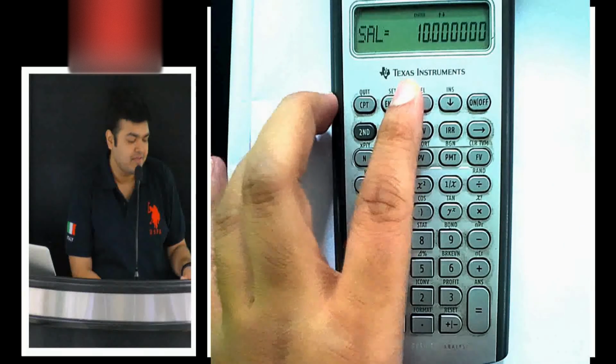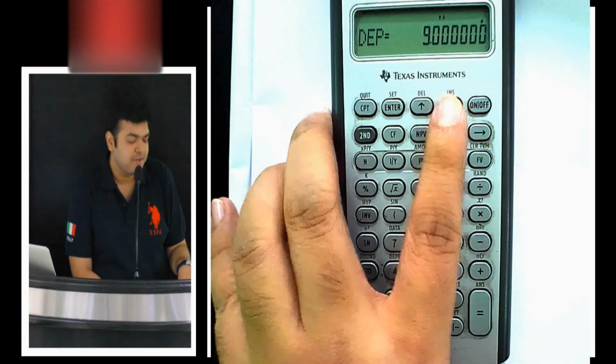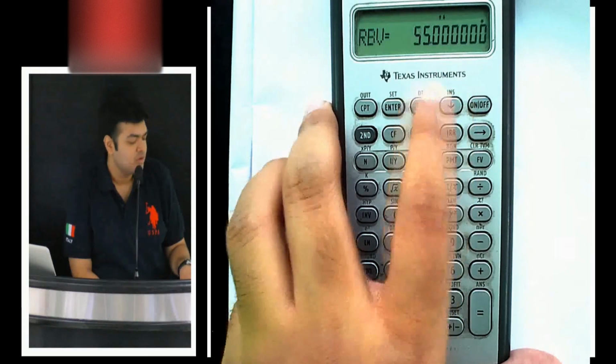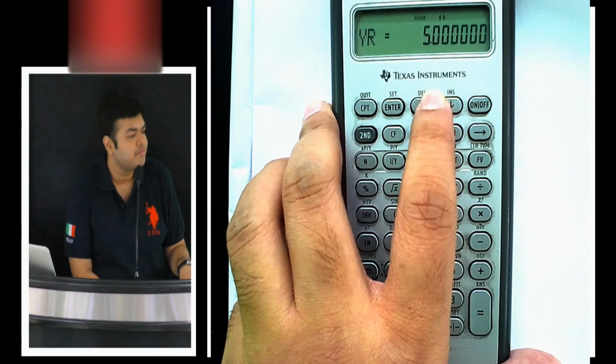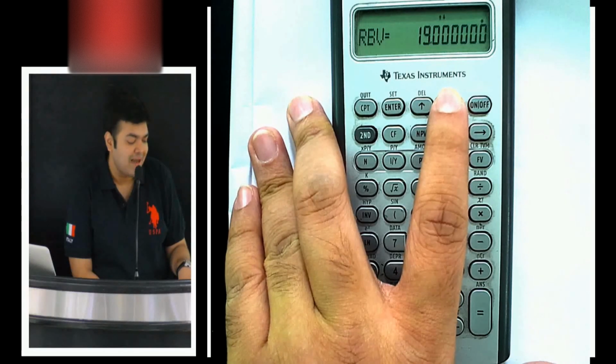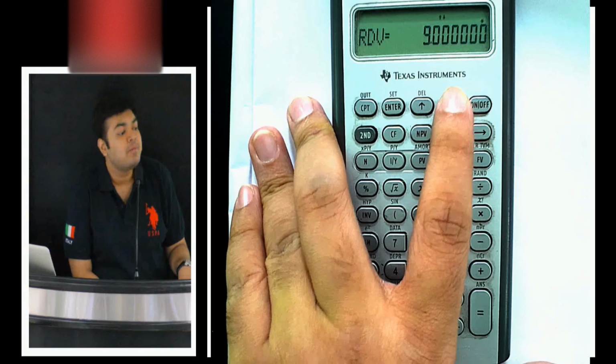Let's say year 5. Year 5, enter. In year 5 your depreciation is 9, your remaining book value is 55, you've depreciated 45, and the remaining depreciable value is only 45, because 10 is the salvage value. This is the situation in year 5. Year 9, enter. You're left to depreciate 9. Your remaining book value is 19, and the remaining depreciable value is only 9, because beyond that you can't depreciate. Your salvage value will become 10.